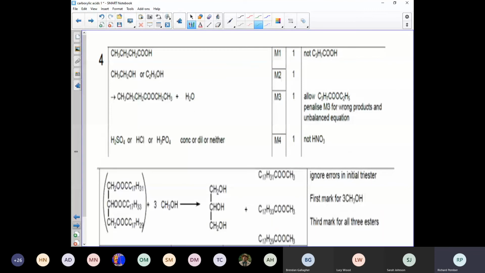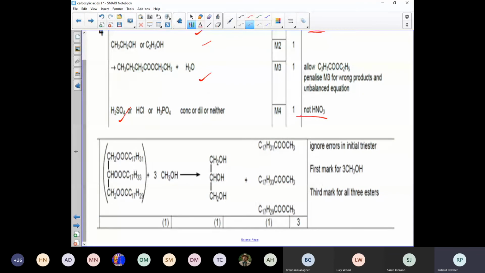So going back to the equations to do the esterification, so we've got our butanoic acid and ethanol. So that was worth, you can see there, they didn't allow the C3H7. So we've got our marks for those, and then we got our marks for the products. And sulfuric acid is what they've gone for. You can see they've allowed hydrochloric or phosphoric as well, and not too bothered, so they put conc or dilute, or you didn't even have to say anything, but not nitric acid.